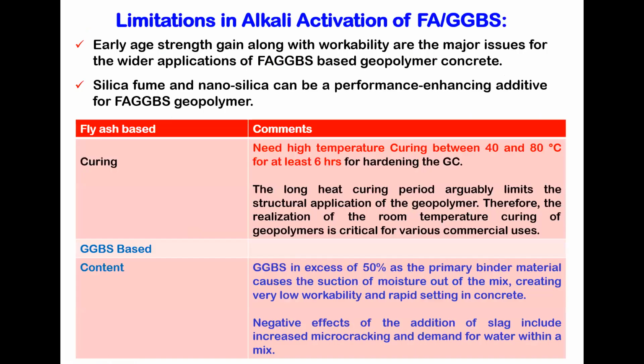For that purpose, you need to determine the optimum NaOH molarity and the optimum sodium silicate to sodium hydroxide ratio. As I have highlighted, you can see if the GGBS content exceeds 50%, there are some problems. As the primary binding agent, it causes suction of the moisture out of the mix, creating very low workability and rapid setting in concrete. So that means we can't go for a slag content of more than 50%.